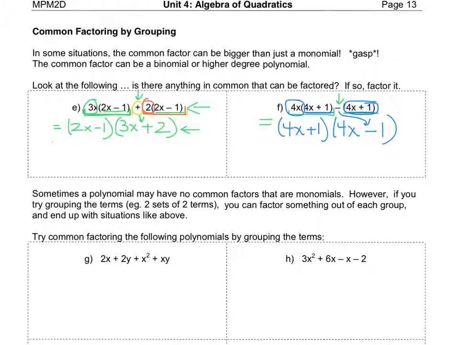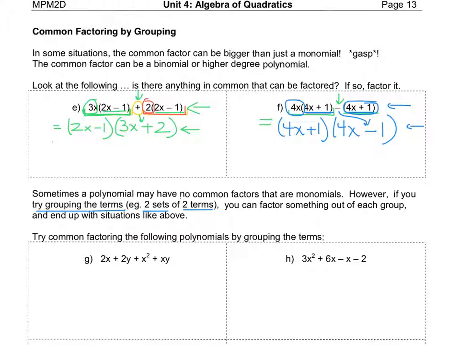Now again, I could expand and simplify this one, expand and simplify this one, and they should give us the same thing. All right, so those two have already been set up so that you can see what the common factor is, but sometimes the polynomial may have no common factors that are monomials. However, if you try grouping the terms, so for example, two sets of two terms, you can factor something out of each group and end up with the situations above. So we're going to add another step here. We're going to try common factoring the following polynomials by grouping the terms.